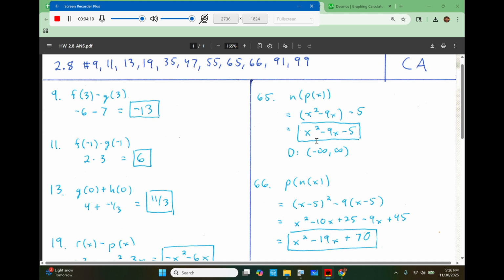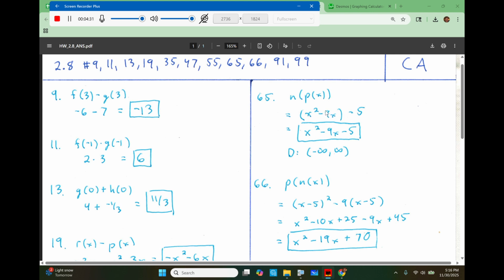Okay, 65. Let's go check that one out. So I have a bunch of functions, and I want to find the new composed function and its domain. So n of p of x is number 65. So the p of x function is this parabola here. I'm going to put this parabola into the n function.